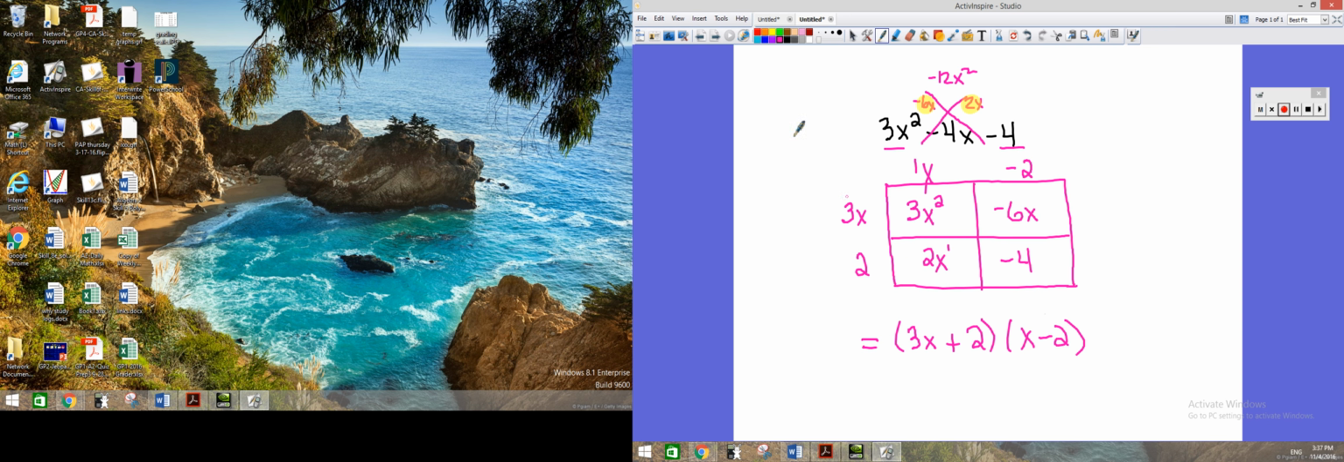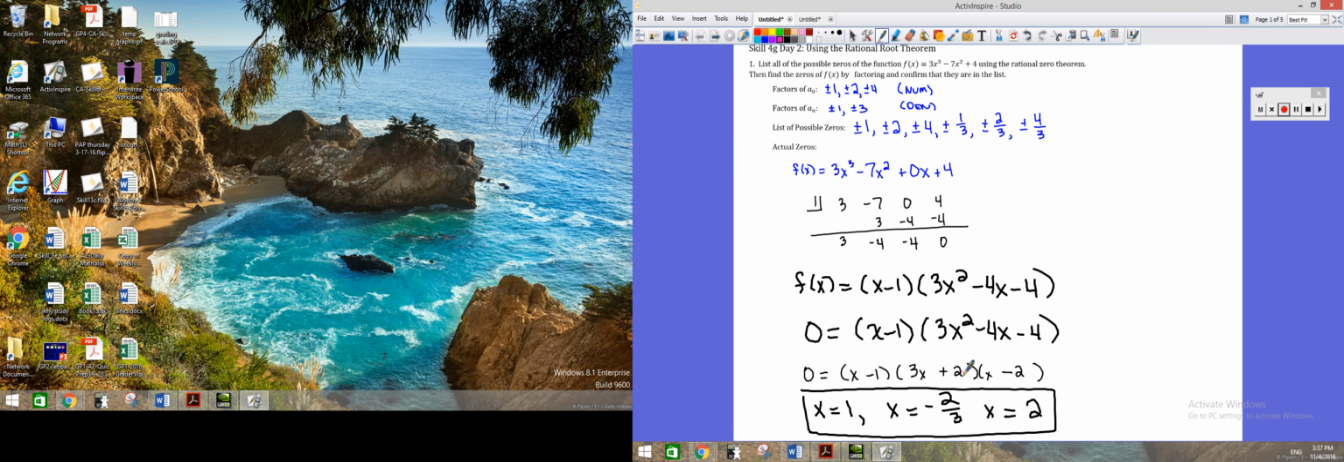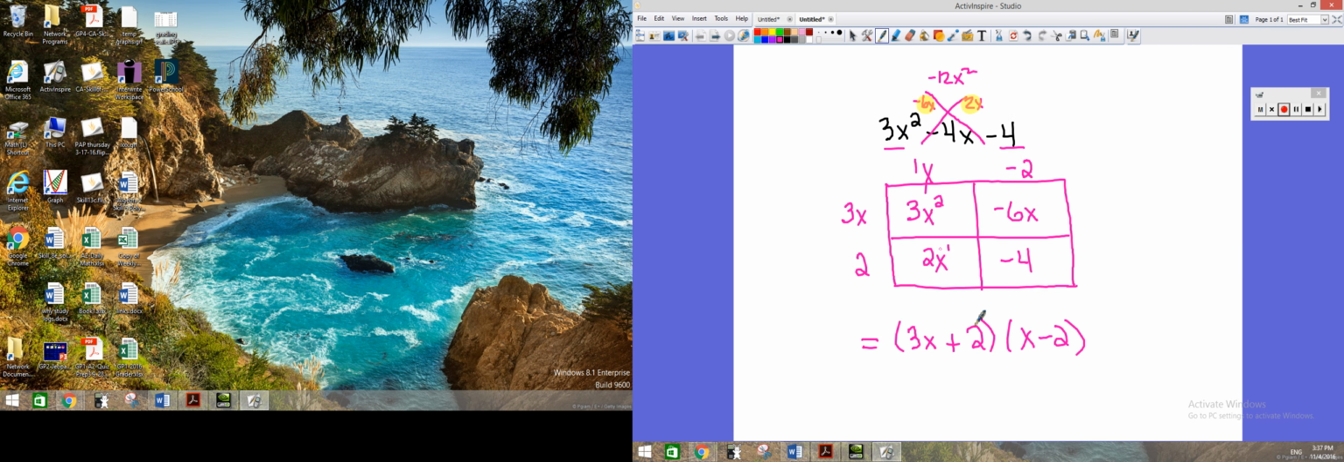And that's the same factors that we got when we just kind of worked it out in our head and got 3x plus 2 and x minus 2. So I hope that helps.